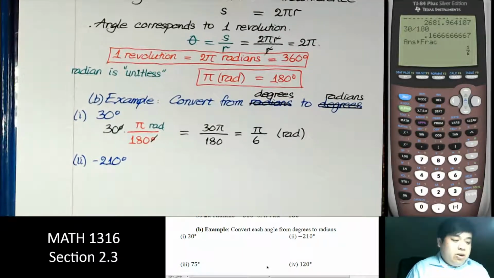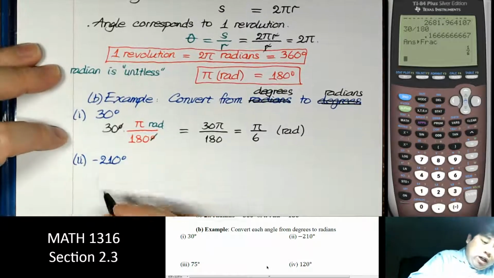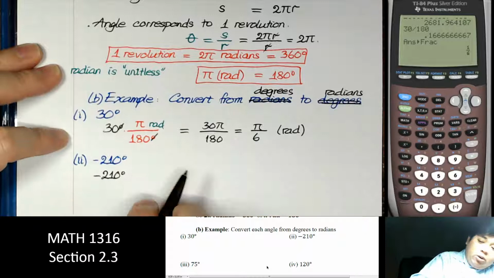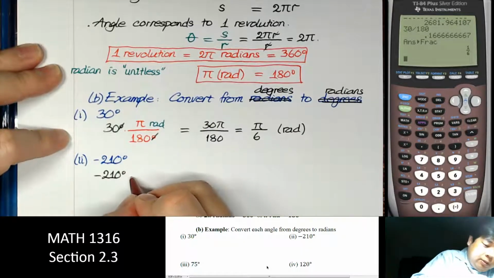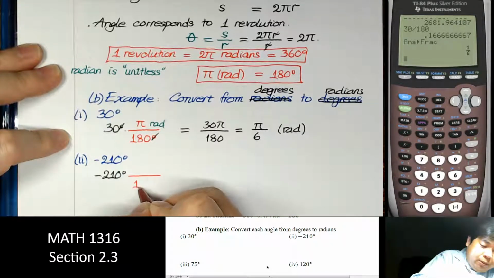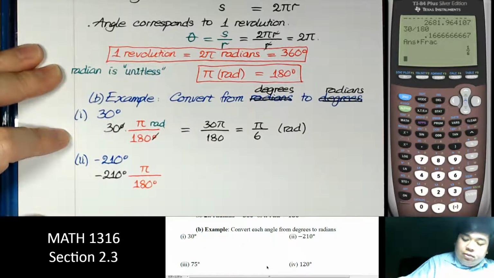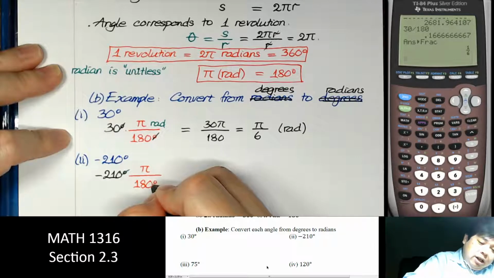Negative 210 degrees. Once again, we do not want degrees, and we use that ratio, so we're going to put the degree at the bottom and radian on the top. Degrees and degrees cancel out.